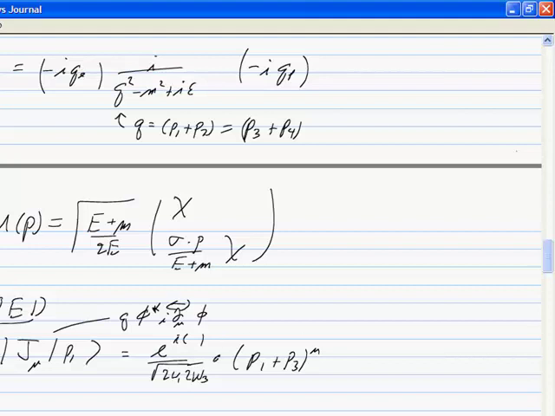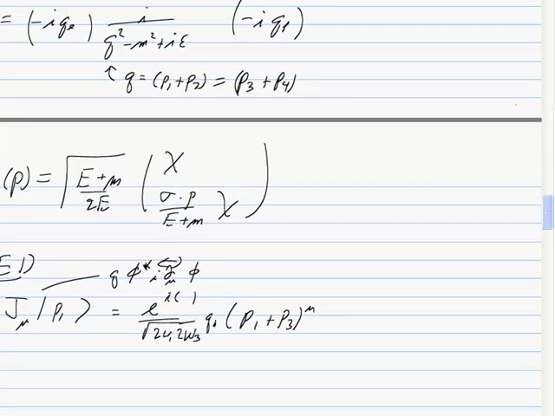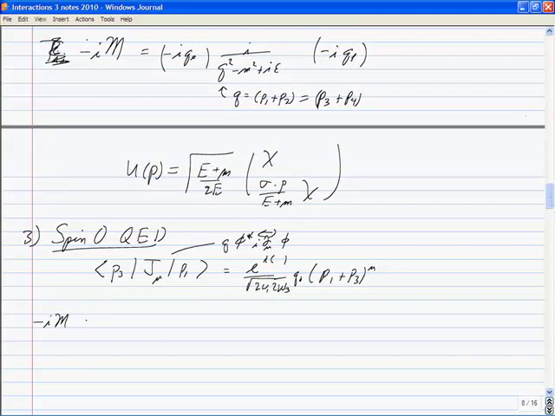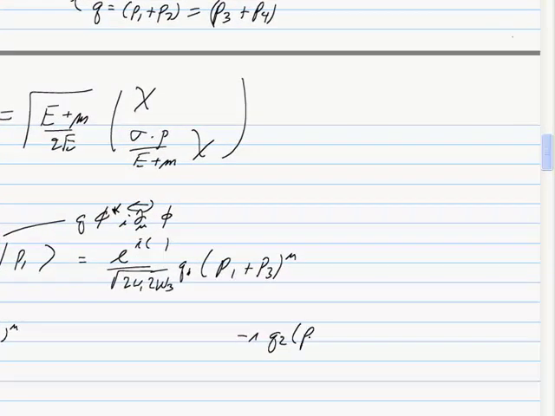And I guess I need a charge floating around here, so whatever Q phi is. Okay? So the matrix element then, in the case of a scalar, would be minus i Q1, whatever particle 1 is, (P1 plus P3)^mu, minus i Q2, whatever particle number 2 is, (P2 plus P4)^nu, minus i g_{mu nu} over (q squared plus i epsilon).